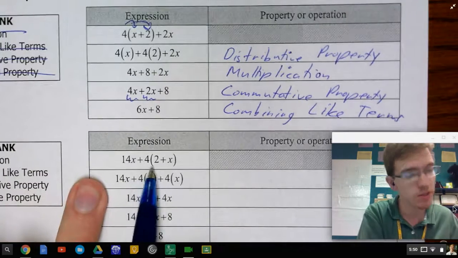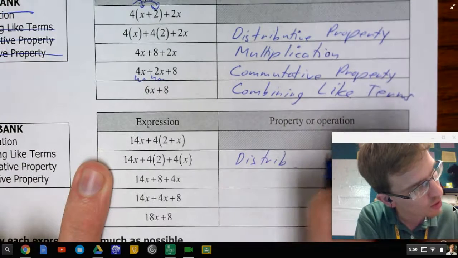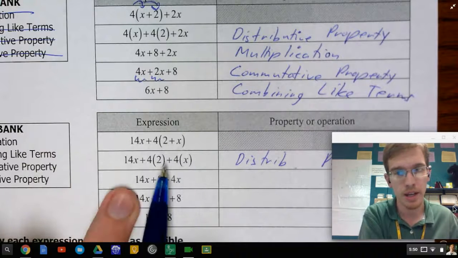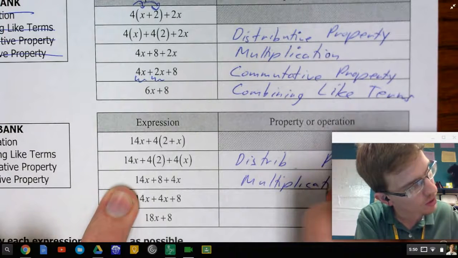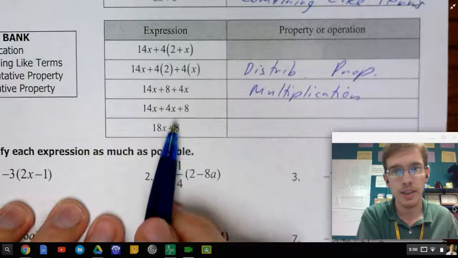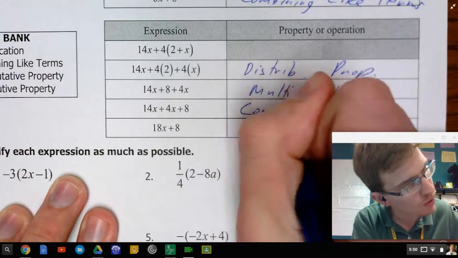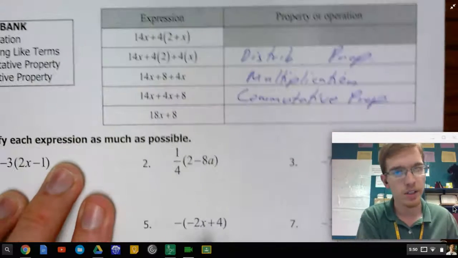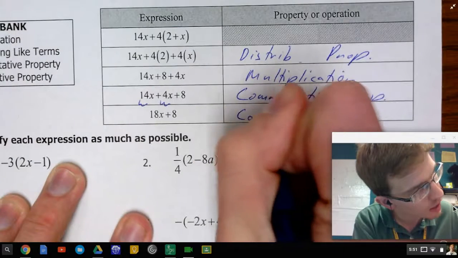So right here, first thing we do is we distribute the 4 to everything there. So that is the distributive property. Okay, so 4 times 2, 4 times x. Okay, multiplying those two, 4 times 2, we get 8. Can't do anything to combine the 4 and the x there. Okay, then we mentally rearrange here. We move the 8 and the 4x around. Commutative property. And then last, we combine like terms.